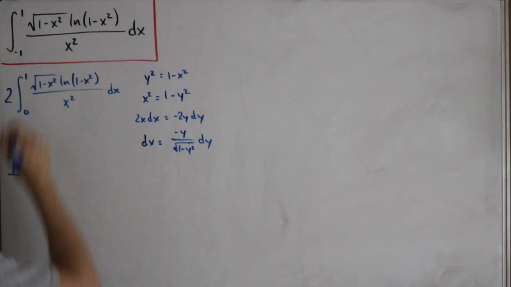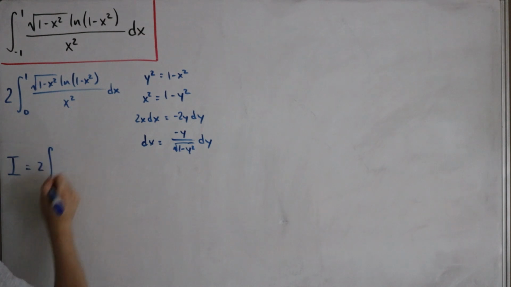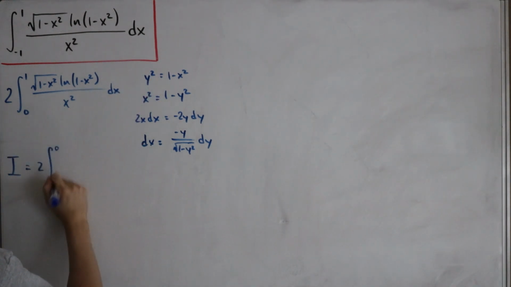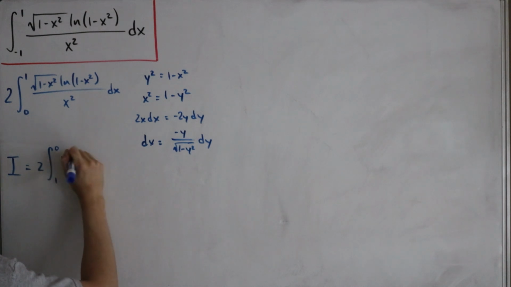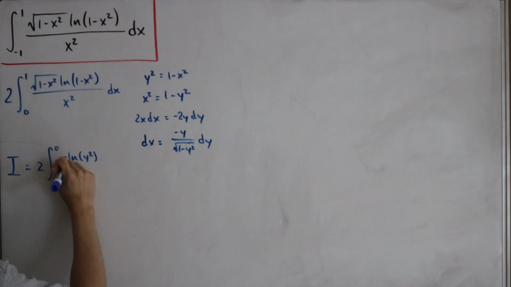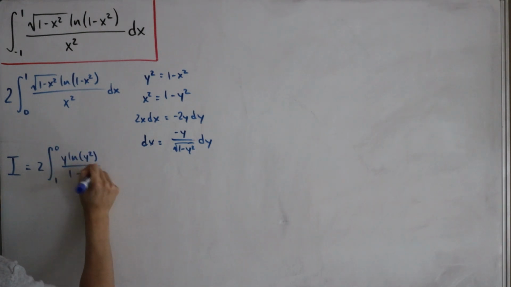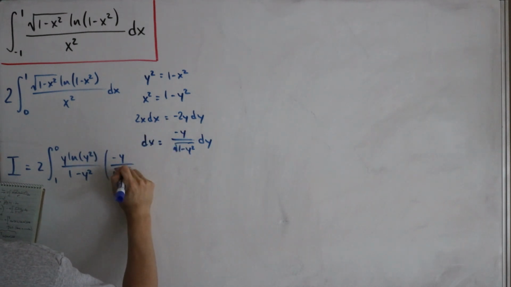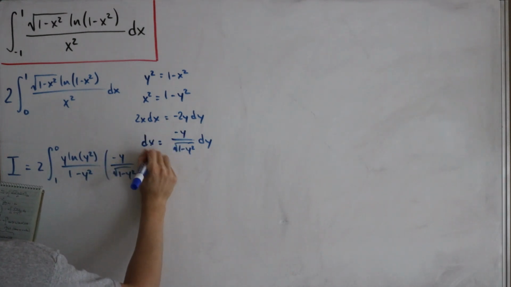Okay? So then plugging all this back together, what we have here is that capital I is going to be 2 times the integral. You change your bounds, so that means I have 0 on the top and 1 on the bottom, then the natural log of y squared, then divided by 1 subtract y squared, then substitute the dx differential, so -y divided by the square root of 1 minus y squared, and then dy.